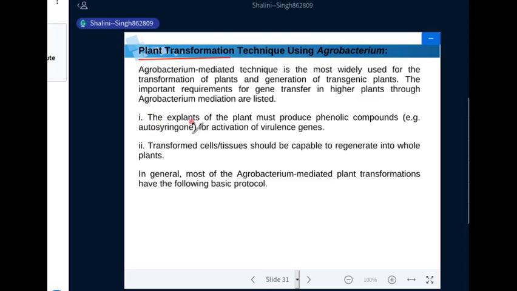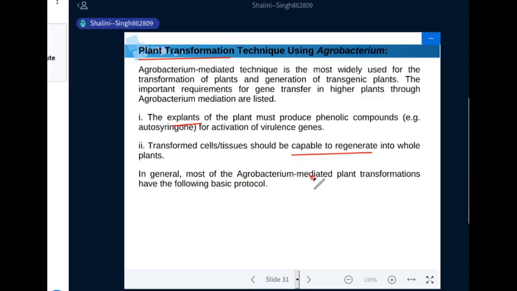First, the explant. Explants are the plant parts which are taken for gene transfer here. They must produce phenolic compounds, for example, acetosyringone, for activation of virulence genes. If such compounds are not produced by the plant cell, then these compounds can be added into the medium also. Transformed cells or tissues should be capable of regenerating. So there should be a regeneration protocol in advance that should be optimized in your lab.